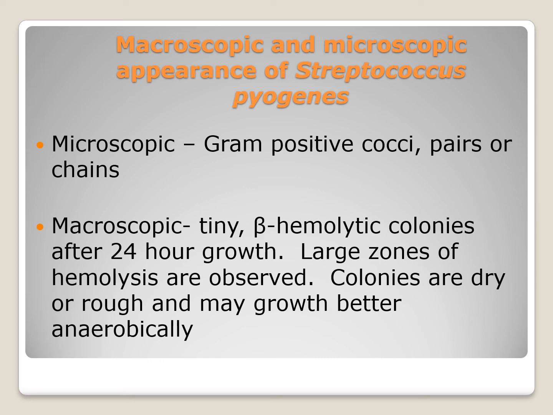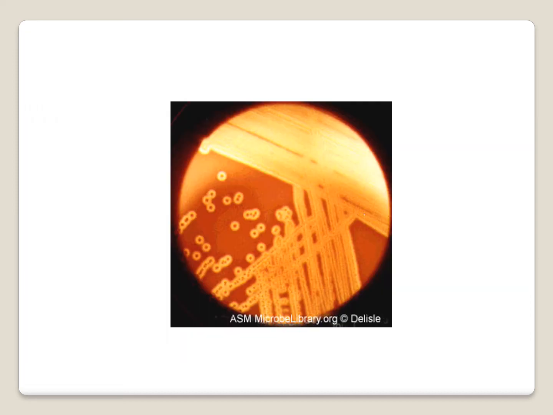The colonies, like I said, usually tend to be rough and may actually grow better anaerobically, or certainly show more beta hemolysis if grown anaerobically. Remember, these are facultative anaerobes. So let me show you a picture of Streptococcus group A. So here's a nice picture of Streptococcus pyogenes on blood agar, and you can see that the isolated colonies are very strongly beta hemolytic.